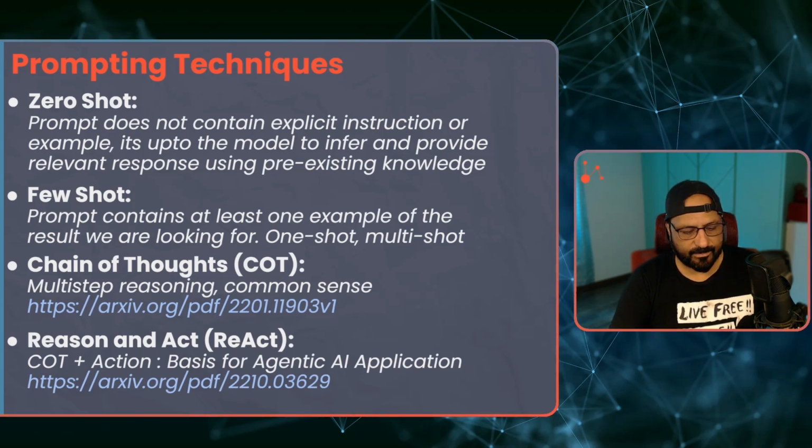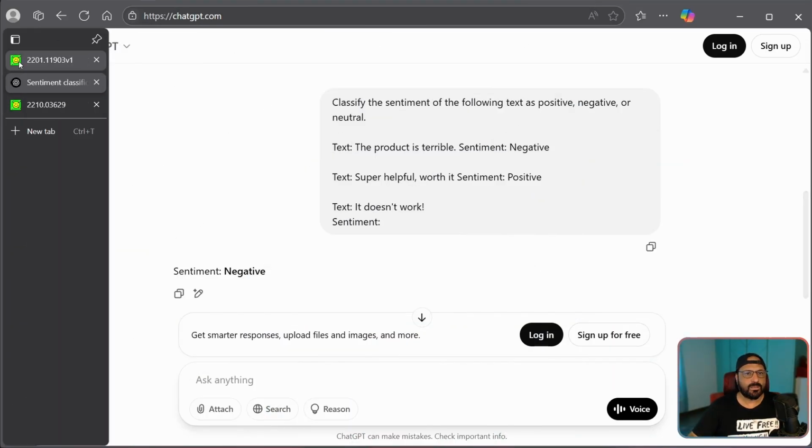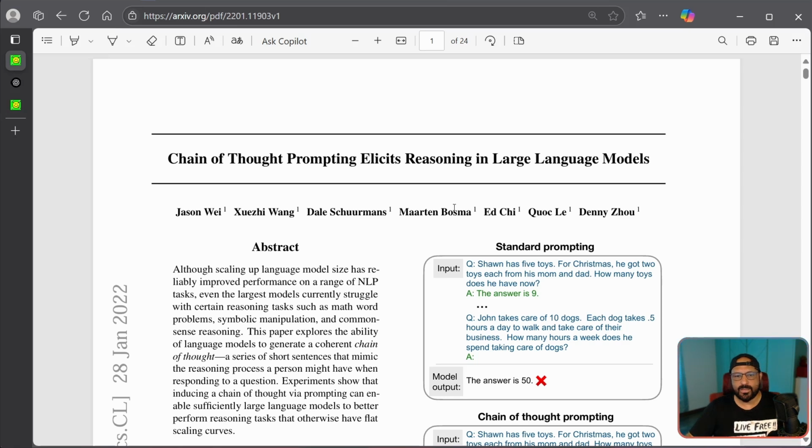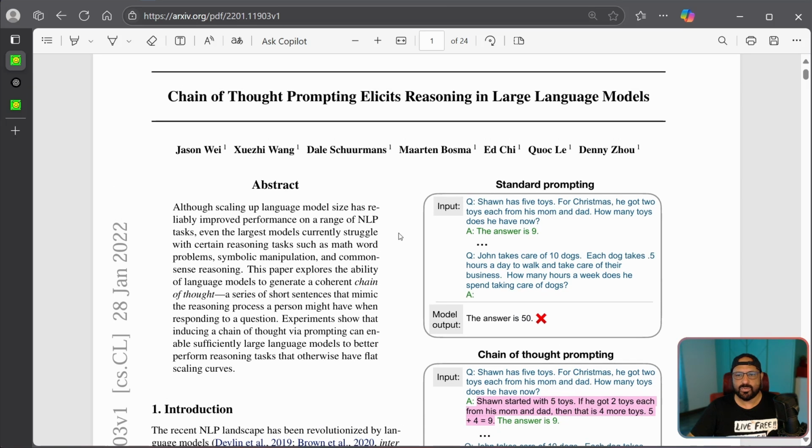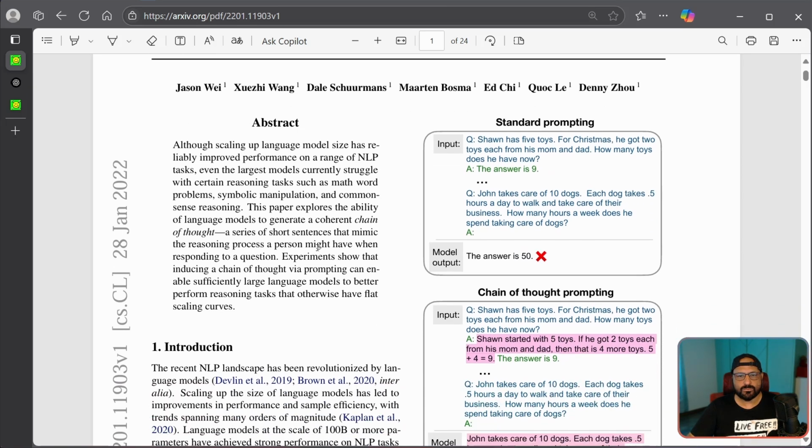So let's have a look at this paper and quickly see. Is this the one? Yeah. So this is the paper. The link I'll provide in the description. What I want you to look at is this: the paper explores the ability of language models to generate coherent chains of thought, a series of short sentences that mimic the reasoning process a person might have. Just like human beings, when we are given a problem that is not straightforward, we generally break the problem down and go step by step.